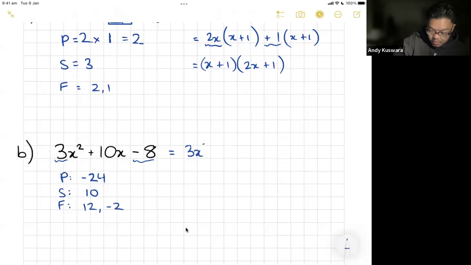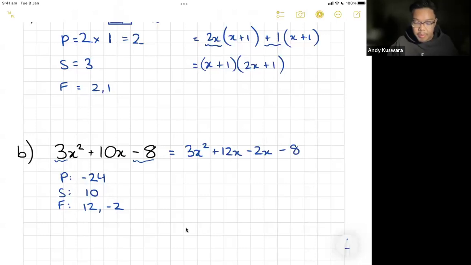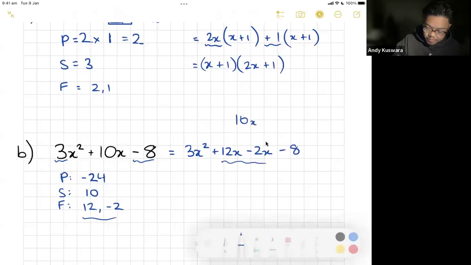So what this means now, we're going to break up our middle term. I'm going to go 3x squared, plus 12x minus 2x minus 8. Remember, all I've done here is split the middle term into my two factor terms. You guys need to make sure that this makes sense, that this is still 10x. It's just I've written it out. Now you've got 4 terms.